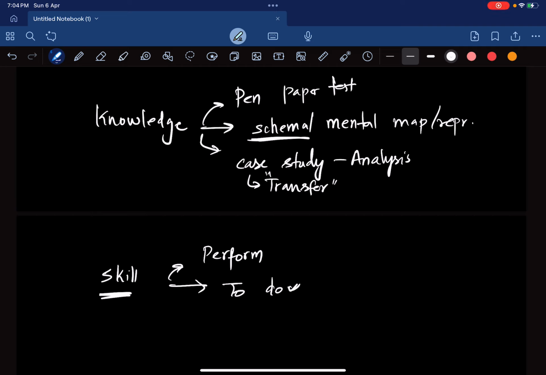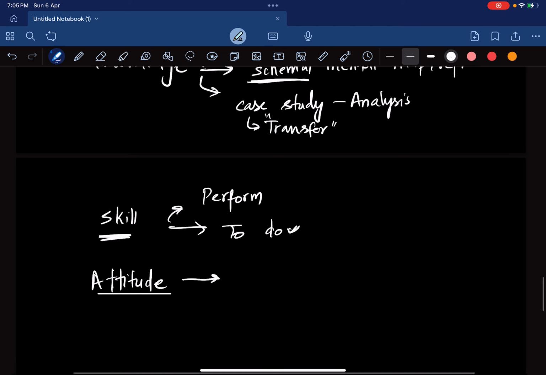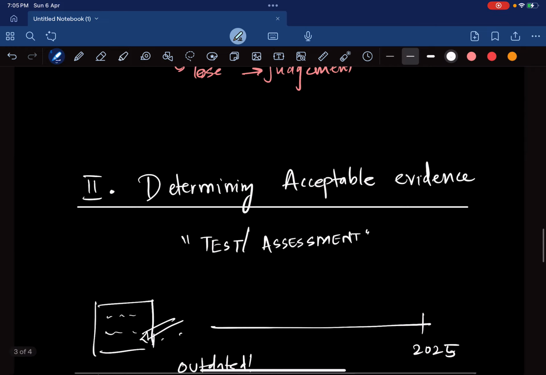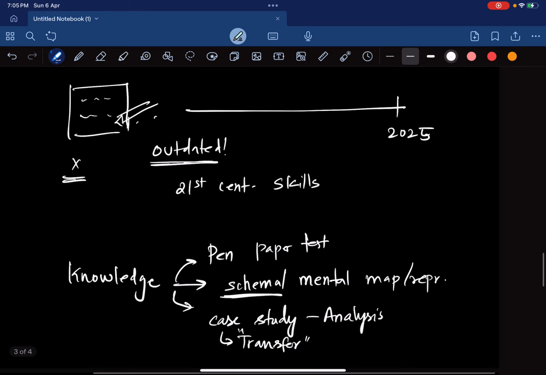So that is skill. One very straightforward way to test it is to see if they're able to do it. Attitude, well, this is a little harder to test. This is a little abstract. So we can test it by asking them to write a reflection on a particular topic, or it can be a guided discussion. Now let's see a demonstration of determining acceptable evidence in the case that I've chosen, that is drug addiction.